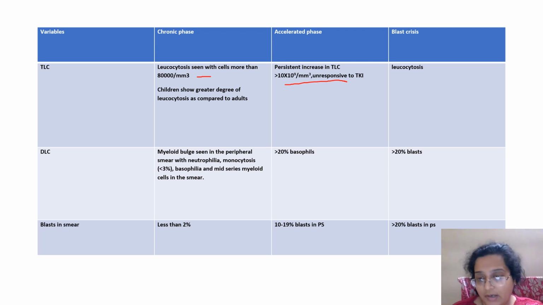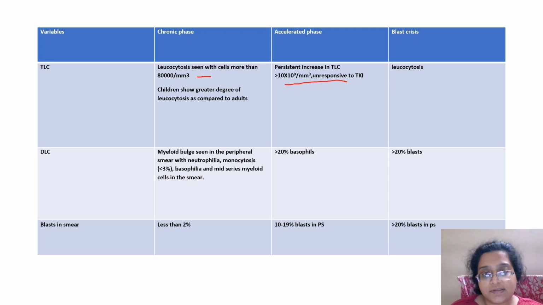You will see clear cut blasts. Clear cut blasts. Very few mixed mid-series cells, mostly blasts. Then of course DLC will show you all the myeloid lineage, but monocytosis is less than 3%. Keep that in mind because CML needs to be differentiated from CMML sometimes. Okay. Greater than 20% basophils in accelerated phase and greater than 20% blasts in blast crisis.